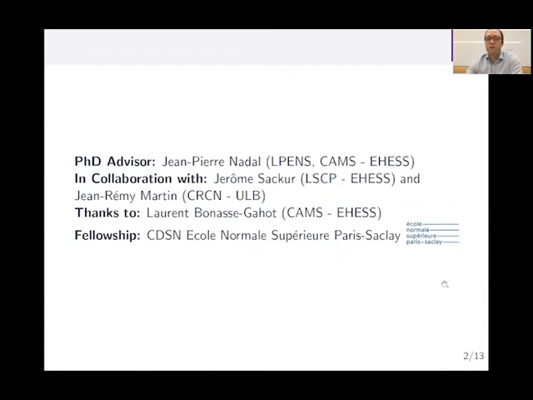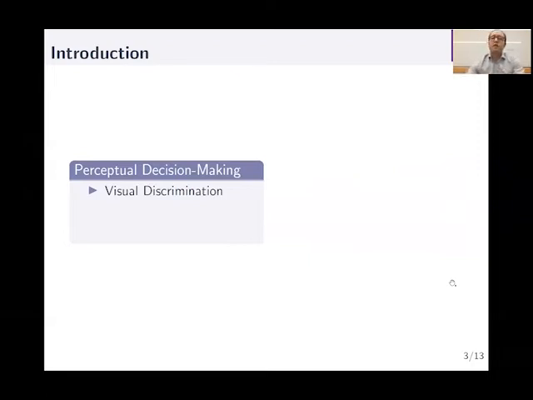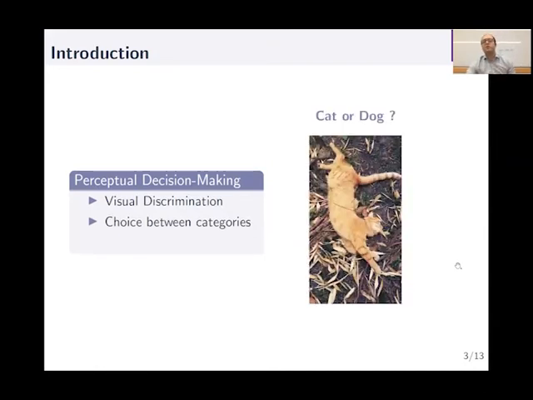So first, I'm going to start with a small introduction about what is perceptual decision-making in the context that I will be using. So what I consider perceptual decision-making in this talk is simply a visual discrimination. So for example, a visual discrimination task can consist in a choice between different categories. For instance, if you look at the following picture, one question you could be asked is if it's a cat or a dog. So in this case, I'm guessing everyone will say that it's a cat, and your choice between the two categories is easy.